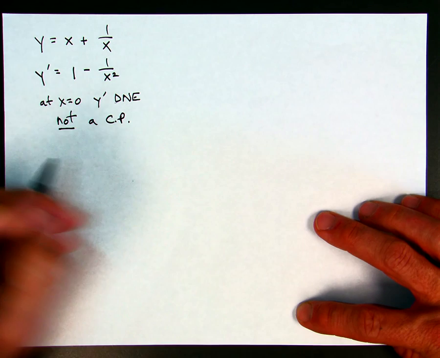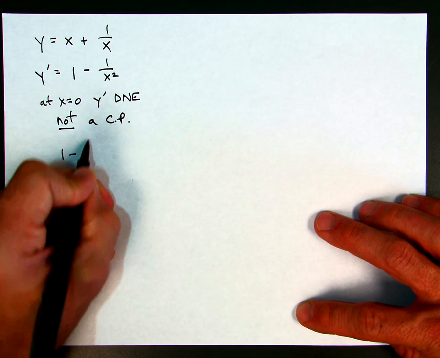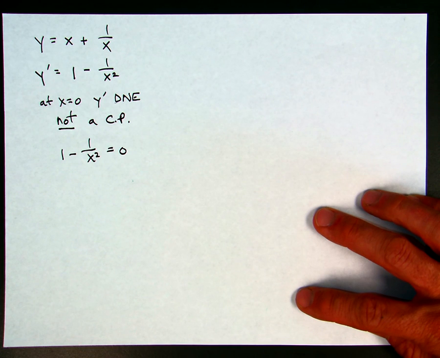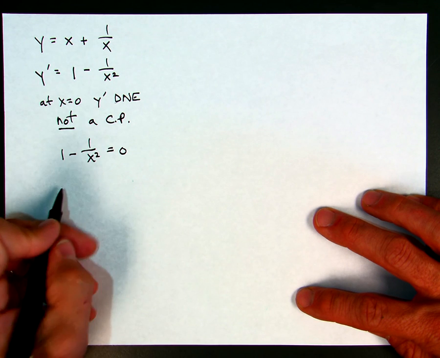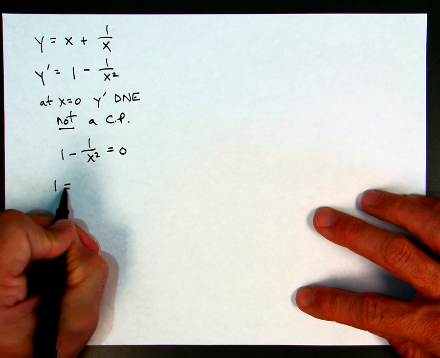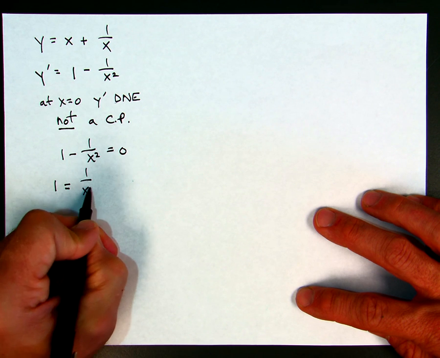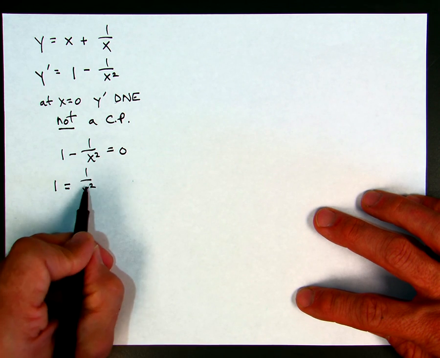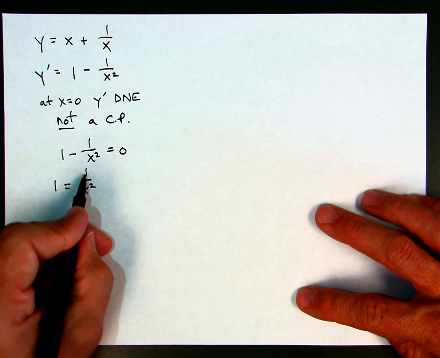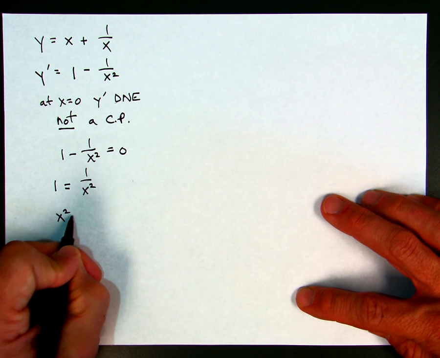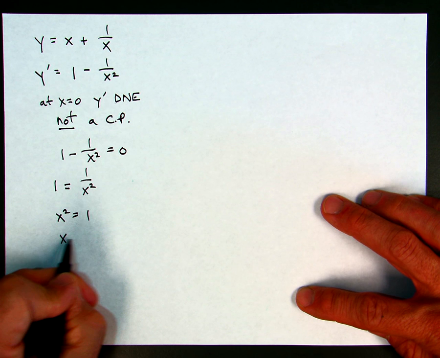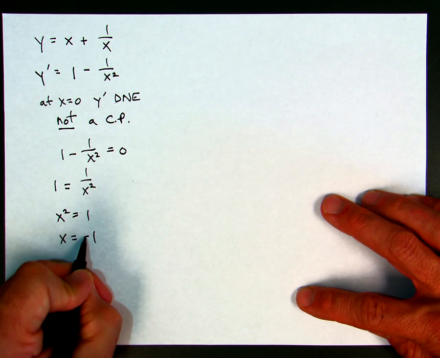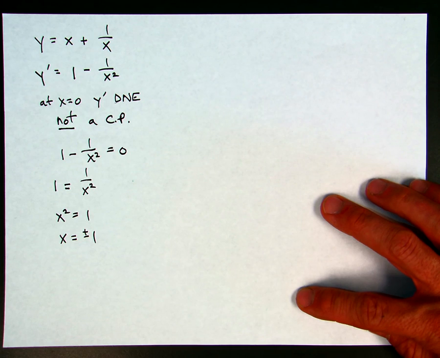The other way to have a critical point is where the derivative equals 0. Notice this is only going to happen when these are equal to each other, that 1 equals 1 over x squared. The only way that 1 over x squared is going to equal 1 is if the denominator is 1, because 1 divided by 1 is 1. So that means x squared would have to equal 1, and that will happen when x equals negative 1 or positive 1. So plus and minus 1.